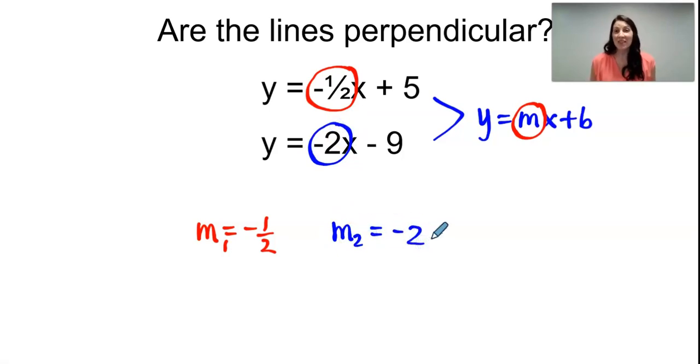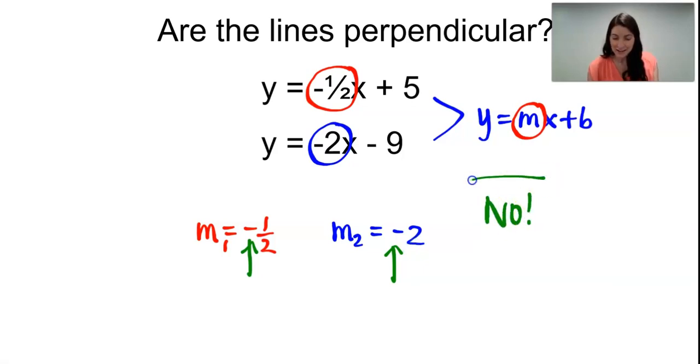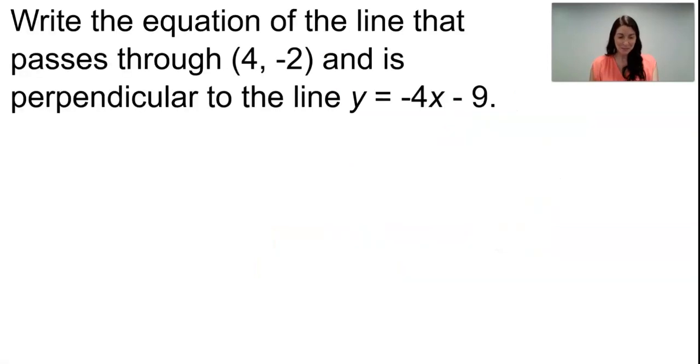So in order to determine if these two lines are perpendicular, I need to figure out, are these two slopes opposite reciprocals? Well, I said the word opposite, and I see that's where they fail. Although these slopes are reciprocals, they are not opposite in sign. Notice both of these are negative. The slopes have to be both opposite and reciprocals in order to be perpendicular. So here our answer is no.